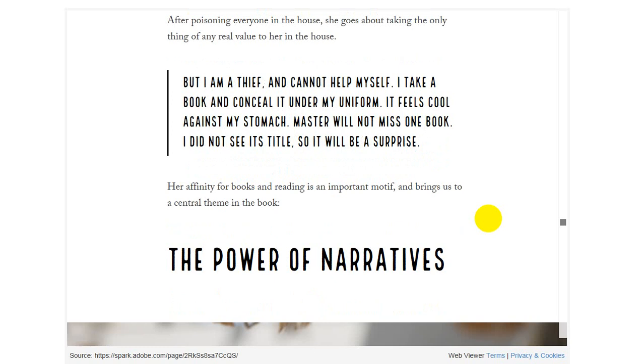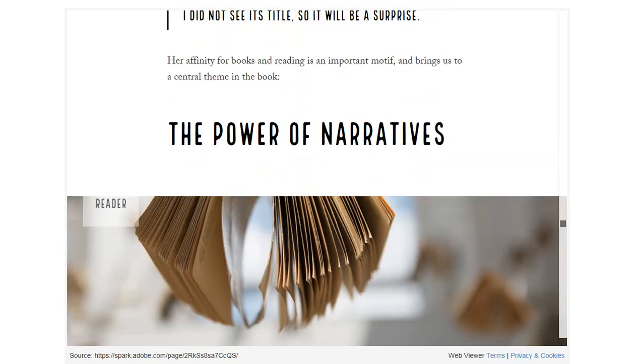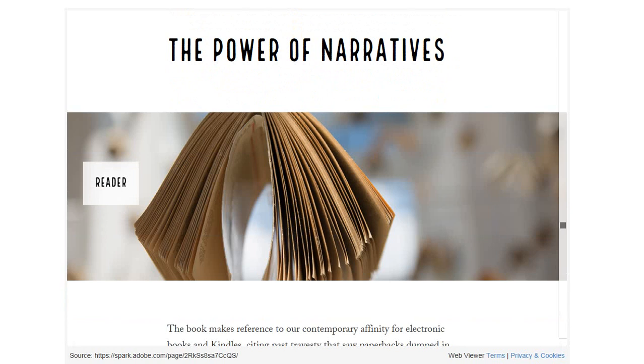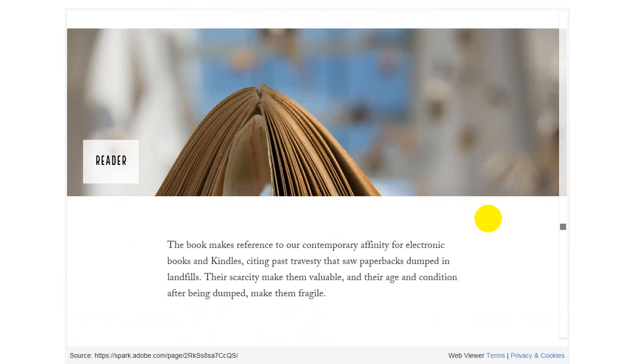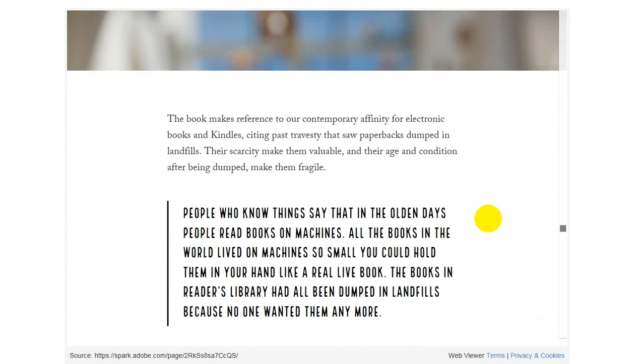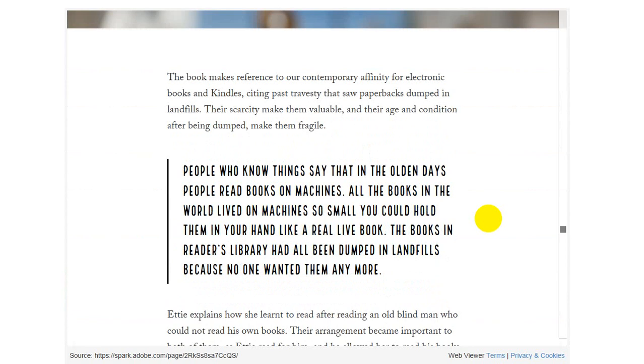But her affinity for books and reading is very important and brings us to a central theme and books as a motif. The power of narratives. We meet Reader. The book makes reference to our contemporary affinity for electronic books and Kindles, and I just love my Kindle app. Citing a past travesty that saw paperbacks dumped in landfills. Their scarcity makes them valuable, and their aging condition after being dumped makes them fragile.